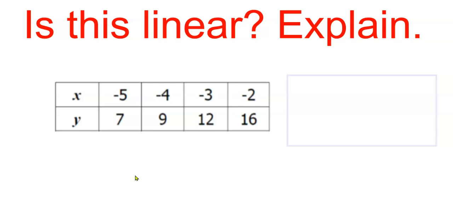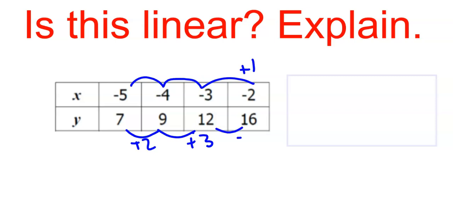How about this table? Plus 1, plus 1, plus 1, plus 2, plus 4, plus 3, plus 4? No. Explain why? It does not have a constant rate of change.